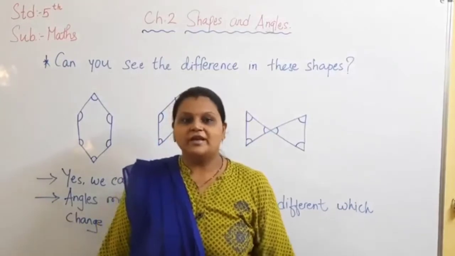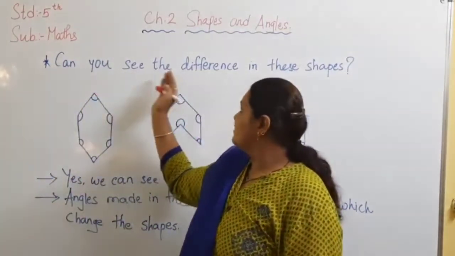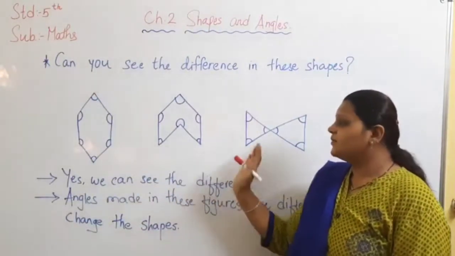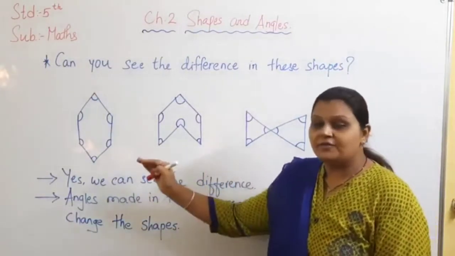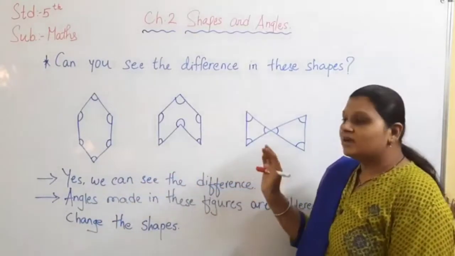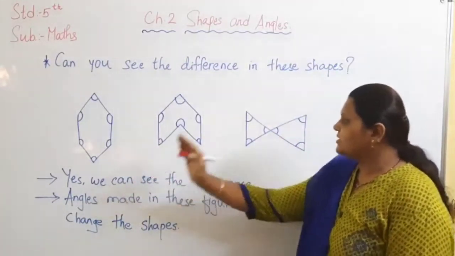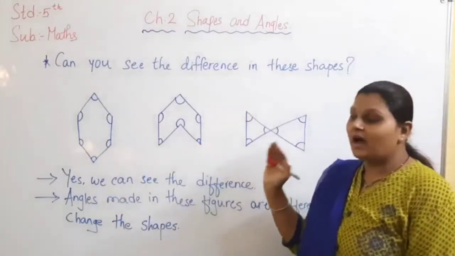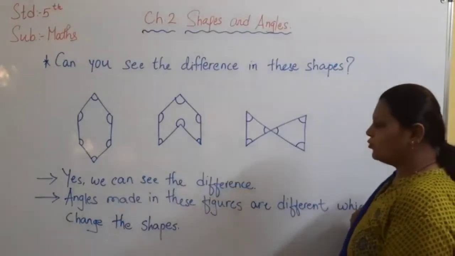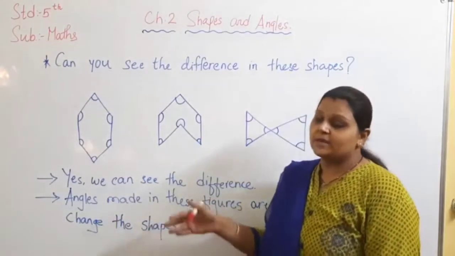Now moving to the next question. Can you see the difference in these shapes? Here again I have made 3 shapes. Can you see the difference in these shapes? Yes, we can see the difference. Here the shapes are different with the angles. How? Angles made in these figures are different, which change the shapes.